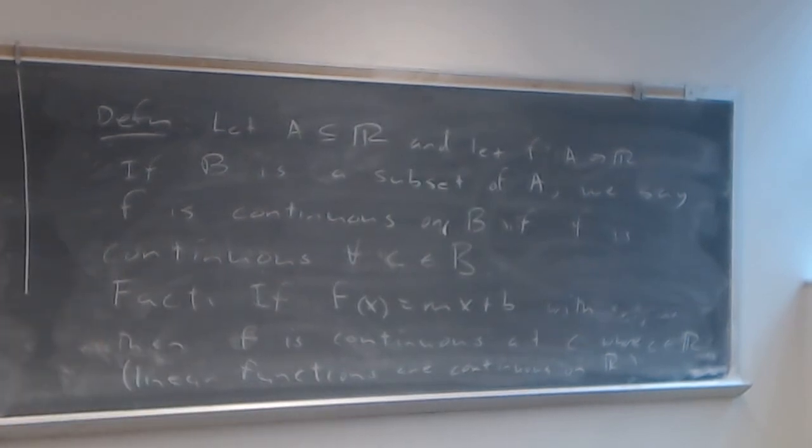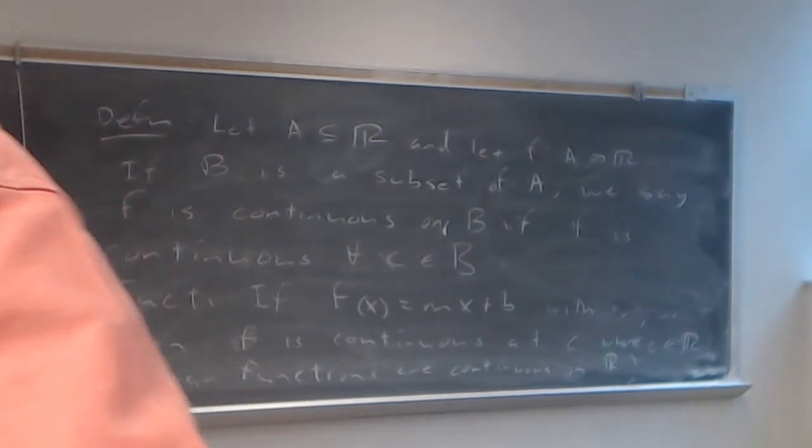For every real number, a linear function is continuous. I took away the m being different from 0. mx plus b, that's a line, isn't it? That's a linear function. That's what a linear function looks like. m and b are real numbers. Let's prove that.